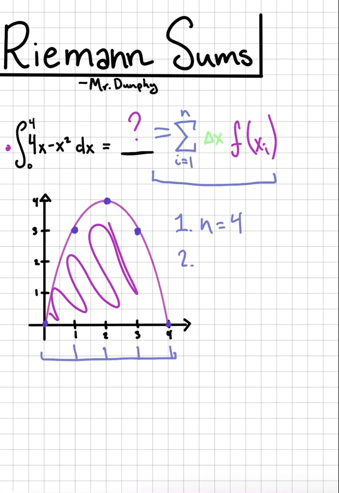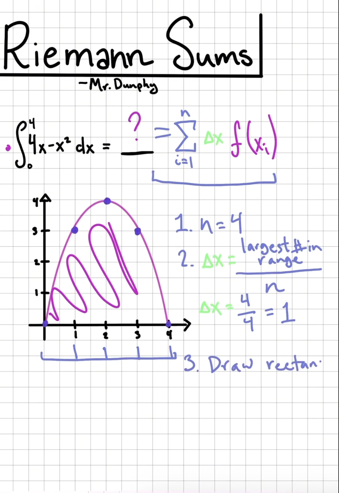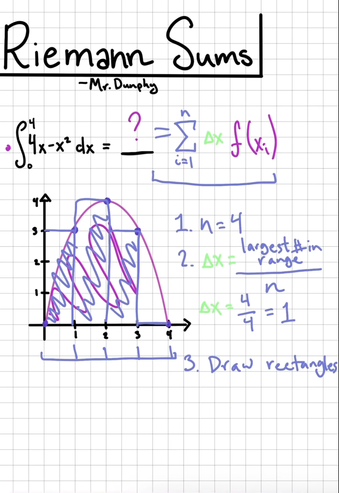The second thing you're going to do is find delta x. Delta x equals the largest number in your range divided by your n. In this case, we would get 4 over 4, which is equal to 1. The third thing you're going to want to do is draw your rectangles, like so. The last thing you're going to do is use this equation to find the area of all of these rectangles and add them together.